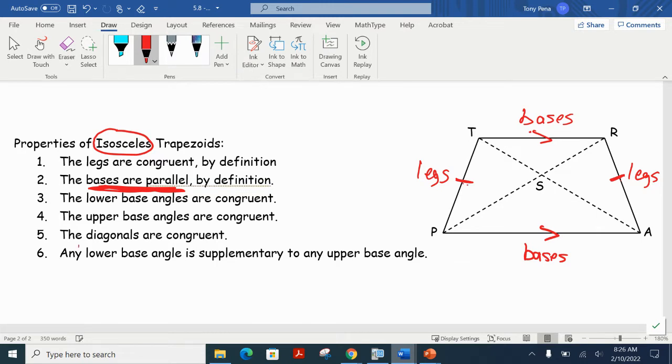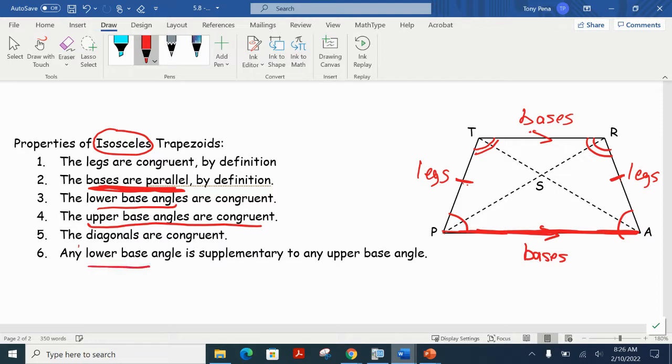All right, the lower base angles are congruent. So here's the lower base. So this angle is congruent to that angle. If we flipped it upside down, then these two angles up here would be congruent. That would then become our base. But basically, the base angles are congruent. That's what this one is saying. And then the diagonals are congruent. So whatever this diagonal is and whatever this diagonal is will be the same.